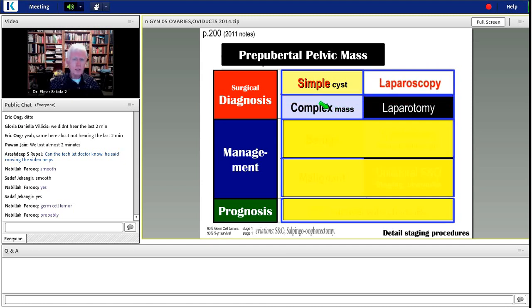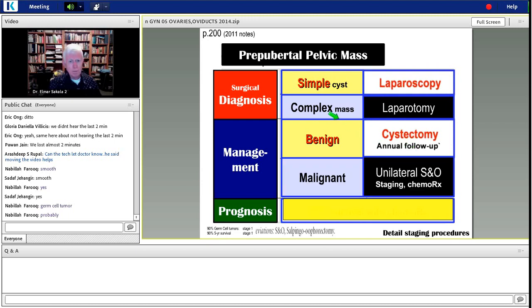If it is a complex or a solid mass, then you need to be concerned, could it be a cancer? And anytime you have concern for cancer, you need to do a staging laparotomy. All right. If it's a benign simple cyst, laparoscopy, cystectomy, you just take out the cyst, then just regular follow-up. No problem. But if it is complex or solid, if it turns out to be malignant, now you've got a problem.